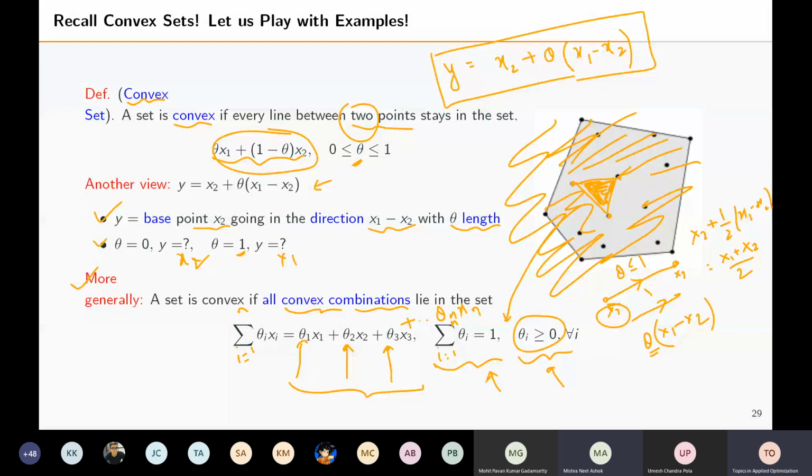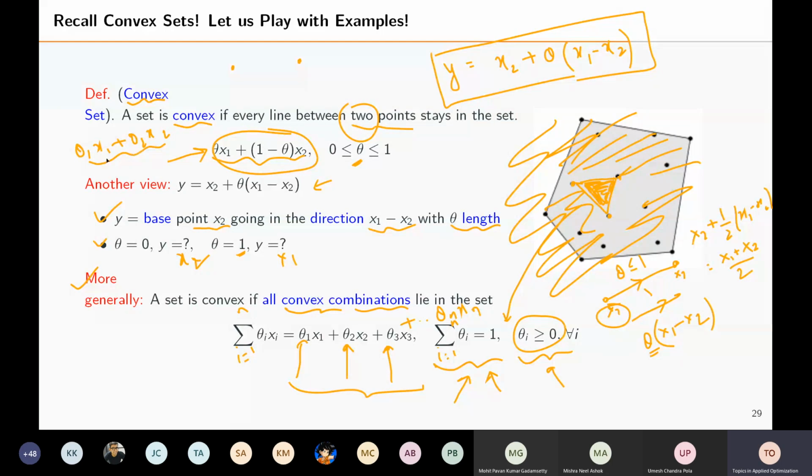So the fact that you have these restrictions, that the sum of the theta i is 1 and theta i is greater than or equal to 0, creates a boundary for you. The simplest case would be, let us say, 2 points. If I take a convex combination, it would be theta 1 x1 plus theta 2 x2. This is the convex combination involving two points.